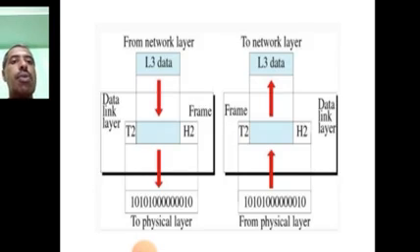This is a simple architecture for the data link layer. The data link layer receives the packets from the network layer and converts them into frames. The frames are converted by the physical layer into ones and zeros. The receiver end receives the ones and zeros and converts them back into frames and then packets.